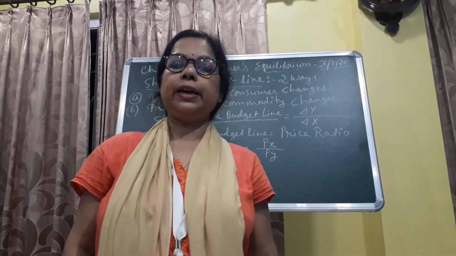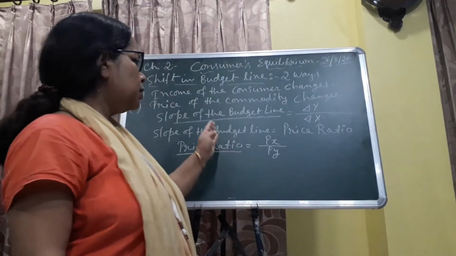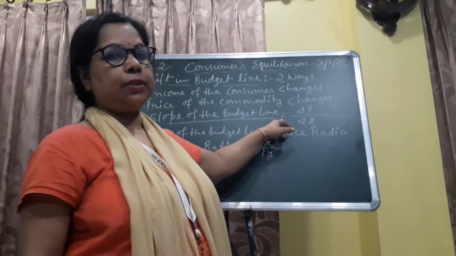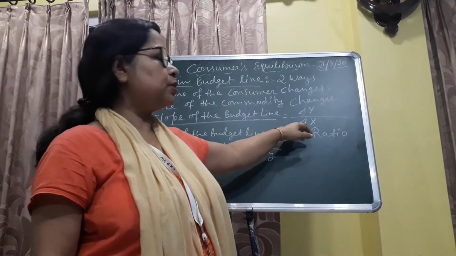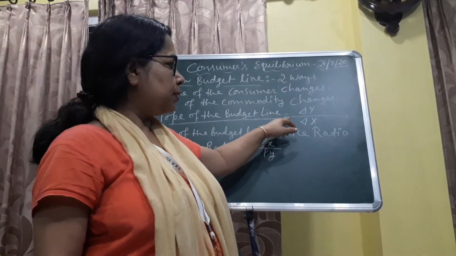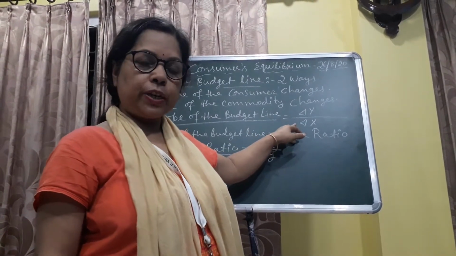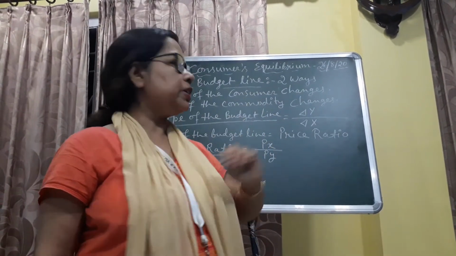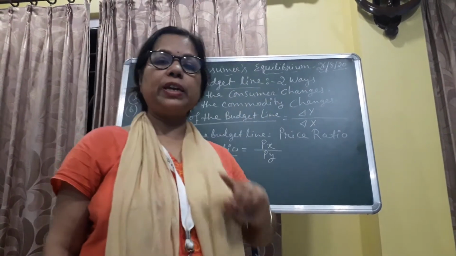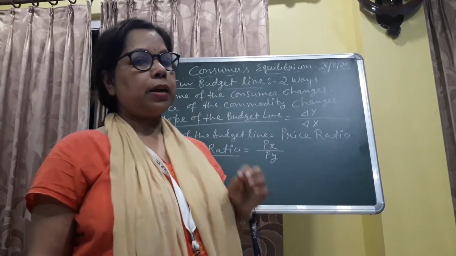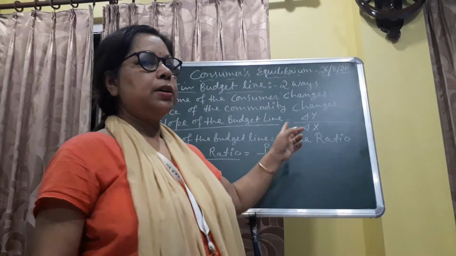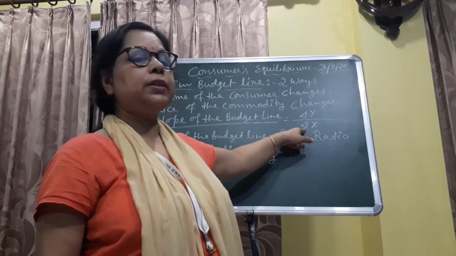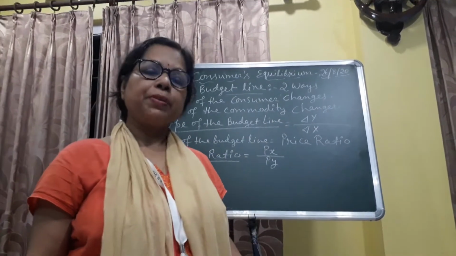Slope of the budget line, we have seen that the formula is delta y by delta x. In the previous class I told you how to calculate it. Delta x means the change in commodity x when we increase the consumption by an extra 1 unit of x. So we have to sacrifice the consumption of y. Delta means change, so change in y divided by change in x. This is the slope of the budget line.